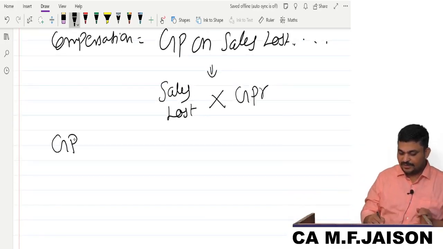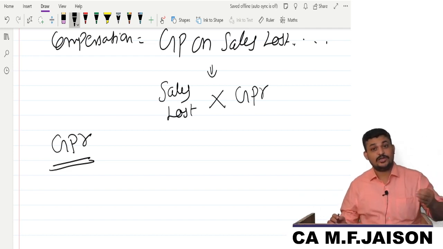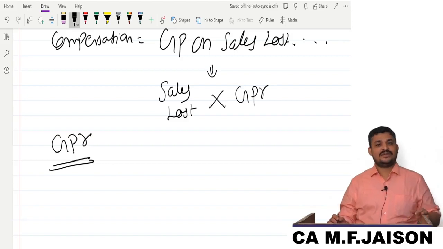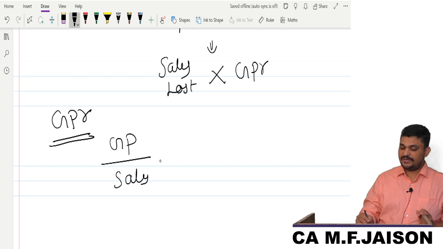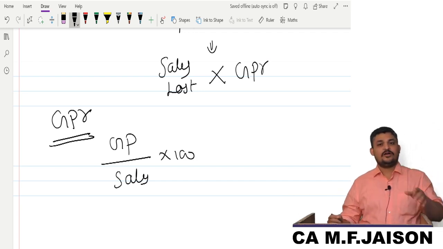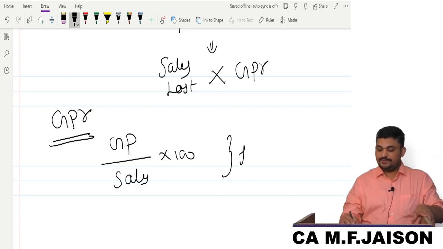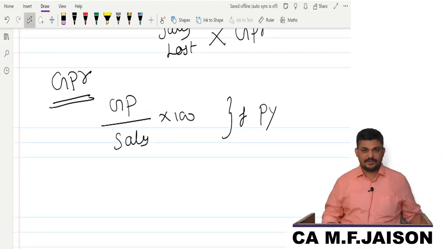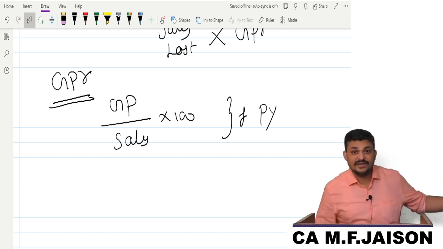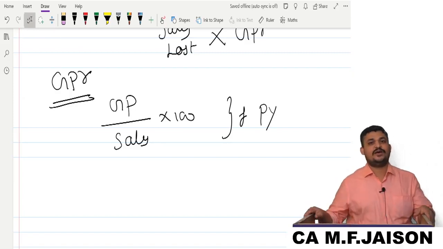We are going to focus on the GPR computation first. The first thing we are going to focus on is gross profit ratio, correct? So what is this gross profit ratio? Gross profit ratio is equal to gross profit by sales into 100. Of which period? This is of the previous year. Because the fire accident took place this year, you try to find out the gross profit of the previous year, take sales of the previous year and multiply by 100, and you will get the gross profit ratio directly.